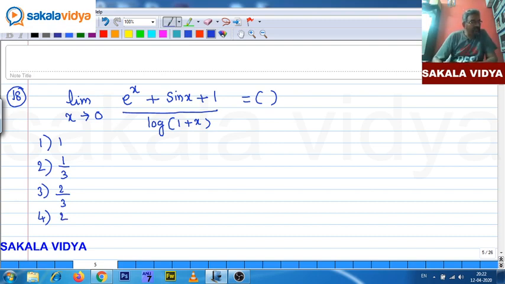Sir, could you once more explain the second last point, please? The second last point is log 1 to the base e. Log 1 is 0, that's all. Okay.